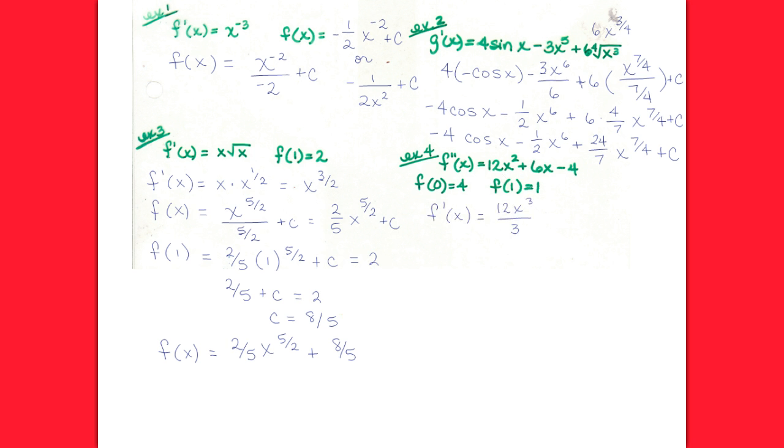12x to the third divided by 3. All right, how about 6x to the first? Yeah, you're both right. 6x to the second divided by 2, which would go down to 3x squared.